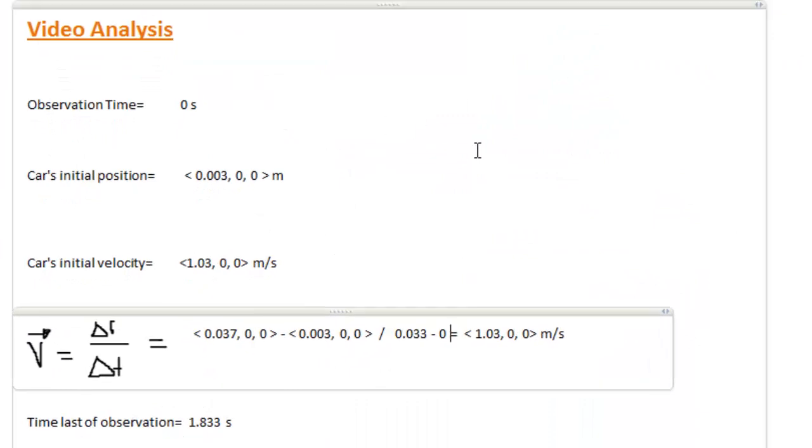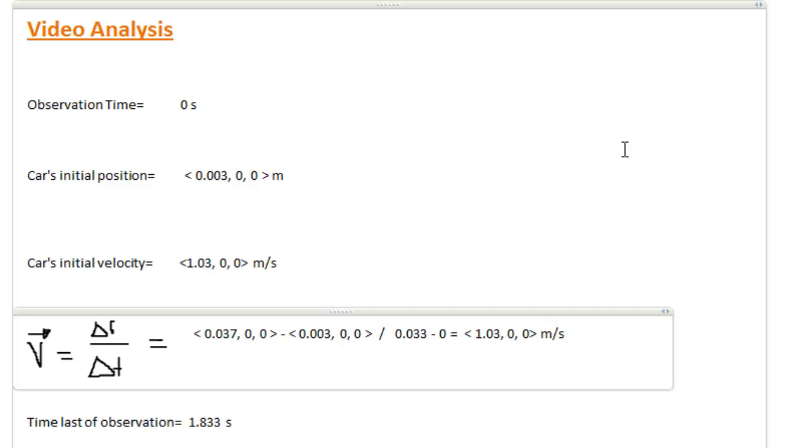That is, observation time starting is at 0 seconds. Car's initial position is 0.003 meters. Car's initial velocity is 1.03 meters per second. In order to get an object's initial velocity, you need the average velocity formula: delta in position divided by delta in time.